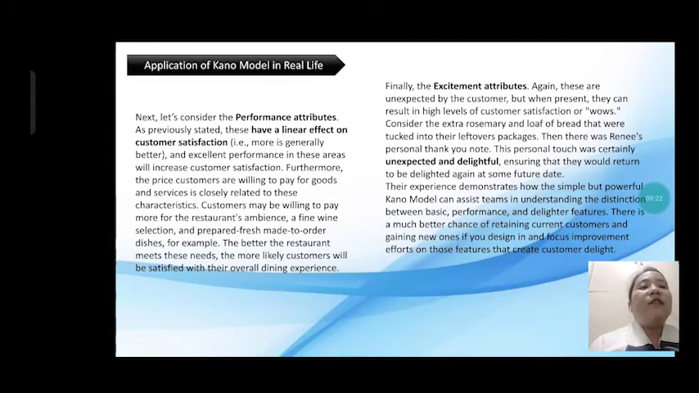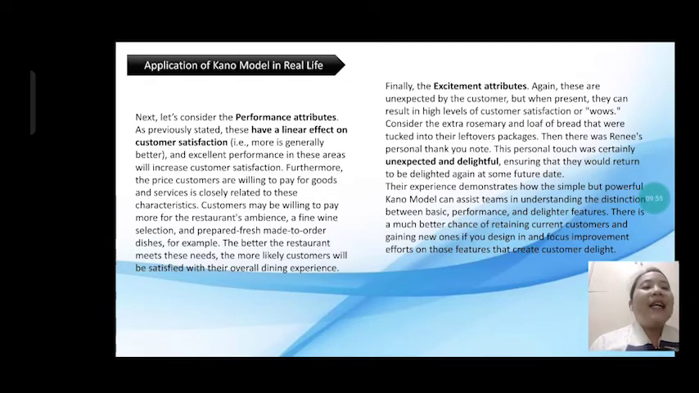Finally, the excitement attributes. These are unexpected by the customer, but when present, they can result in high levels of customer satisfaction, or wows. Consider the extra rosemary and loaf of bread that were tucked into their leftover packages. Then there was Renee's personal thank you note. This personal touch was certainly unexpected and delightful, ensuring that they would return to be delighted again at some future date.